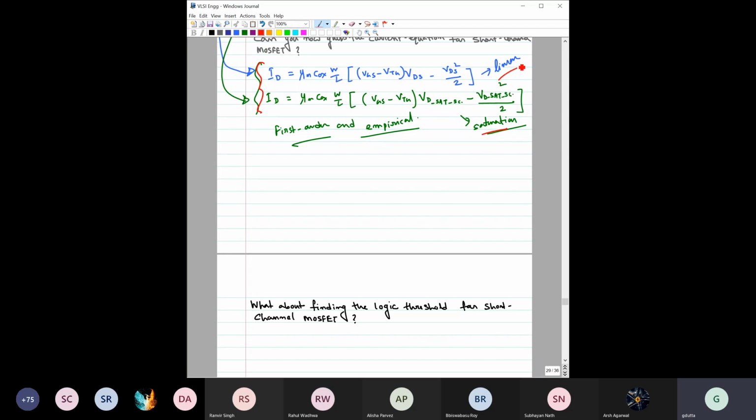So now I can ask you anything. Anything means I can ask you to find the noise margin for short channel MOSFET. I can ask you to find the logic threshold for short channel MOSFET. Yes, that is exactly what I am going to do now.